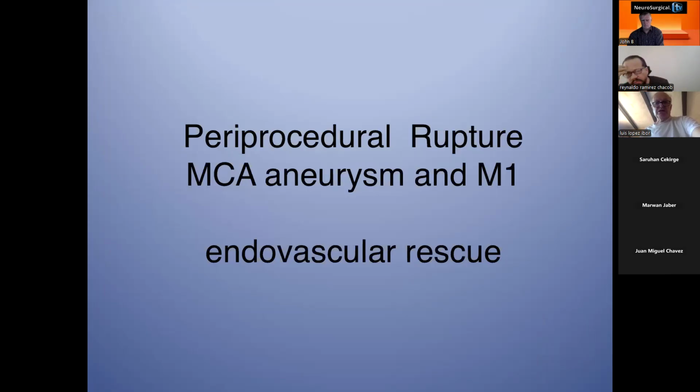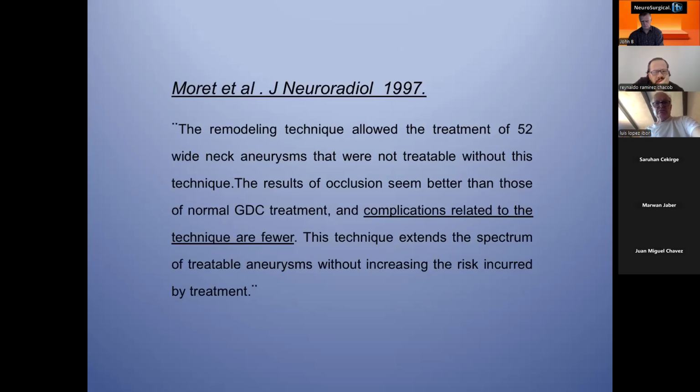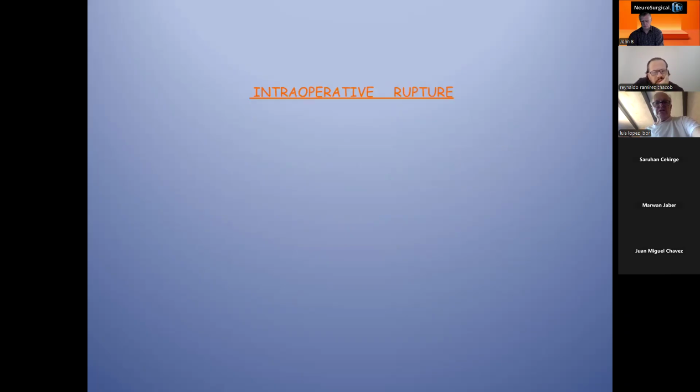I present one case of peri-procedure rupture and endovascular rescue. Intraoperative rupture: the mortality is very low, but the morbidity is very high, normal.